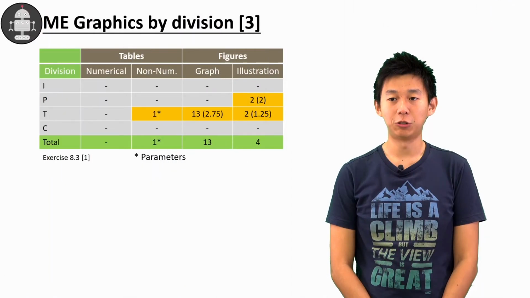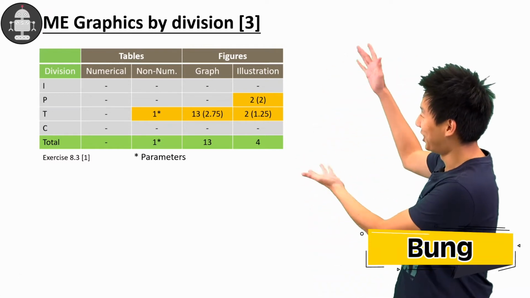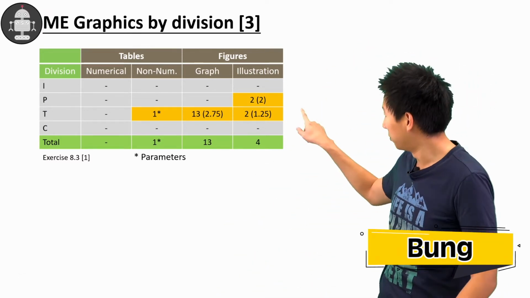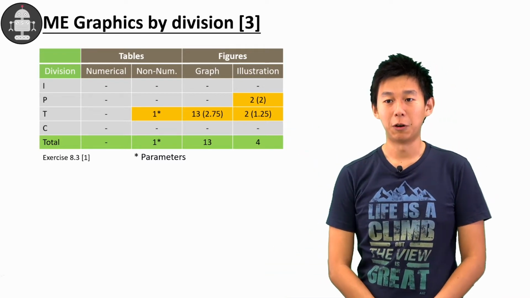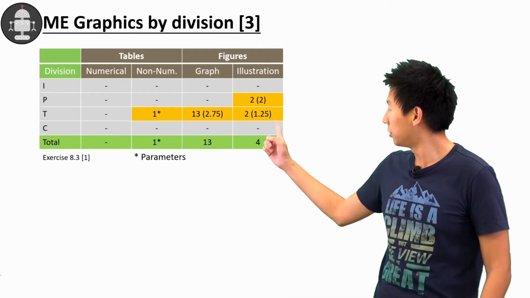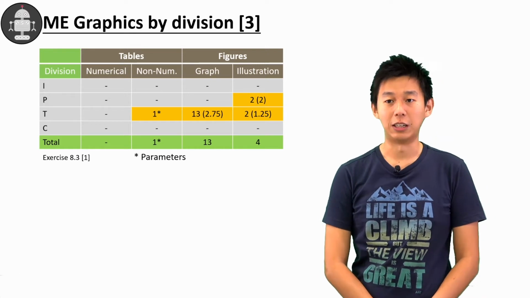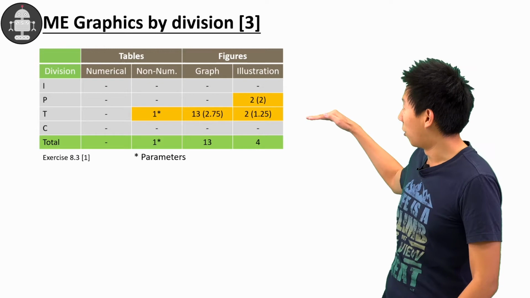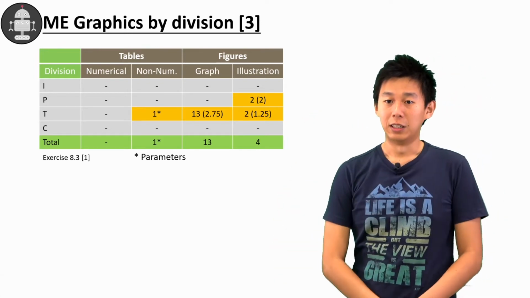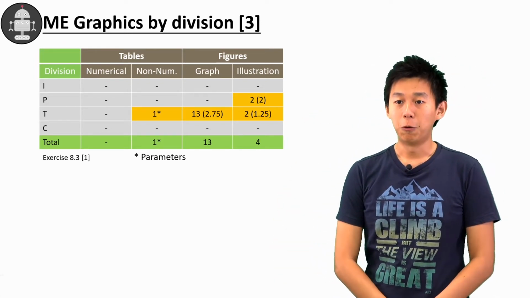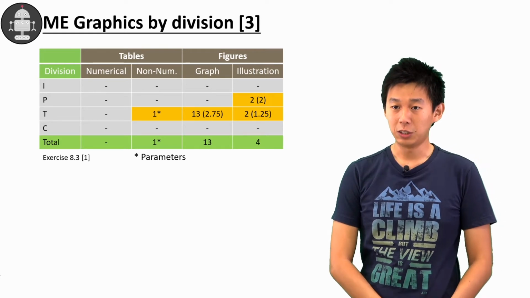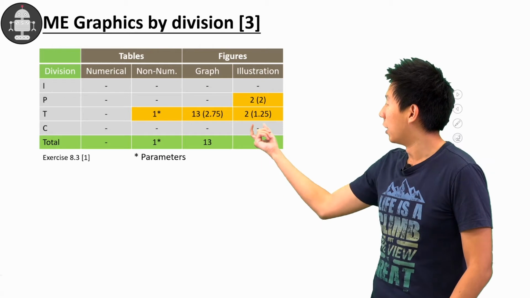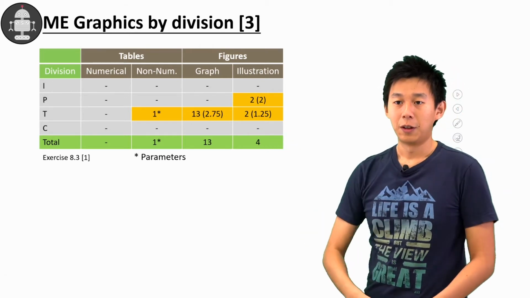In my mechanical engineering article, in this table here, note that the number in the parentheses represents the number of figures, and the number outside represents graphs and illustrations. For example, in this row, there are 4 figures in the testing divisions, but in these 4 figures, they have 13 graphs and 2 illustrations.